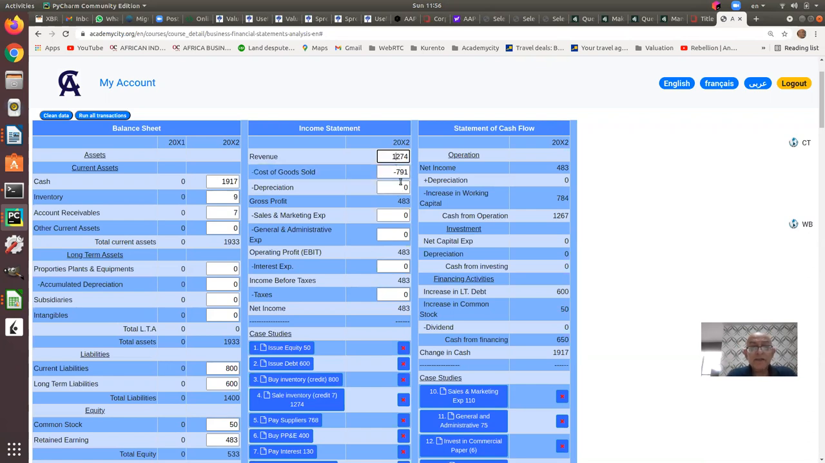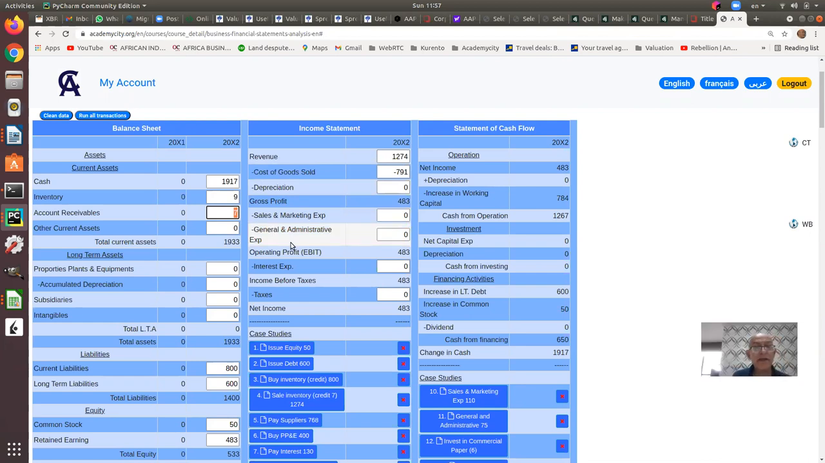So revenue, as we saw, totals 1274. How much did it cost us? 791. Therefore, the difference is our profit. We should expect that difference to be the increase in cash, but that wasn't the case. Why? Because we gave some loan to some of our customers. Some of the customers didn't pay. They're going to pay next year.